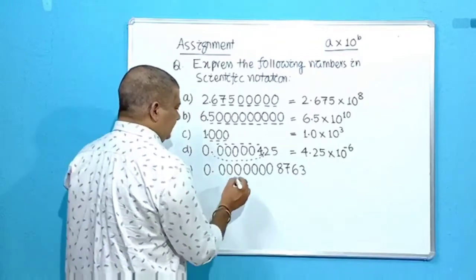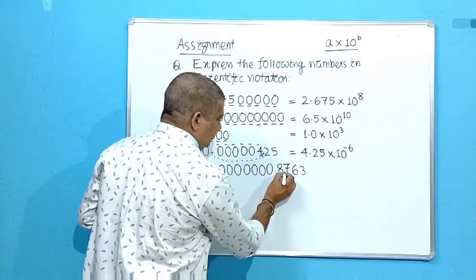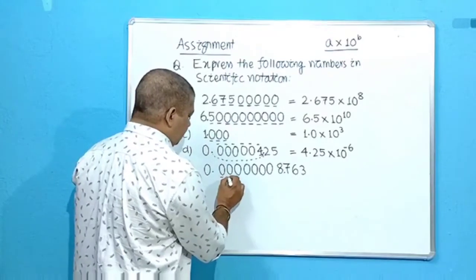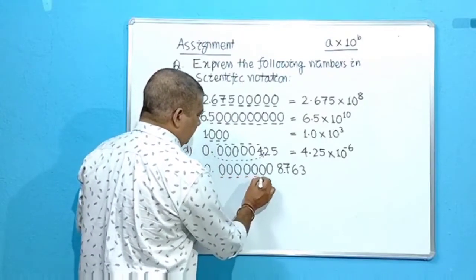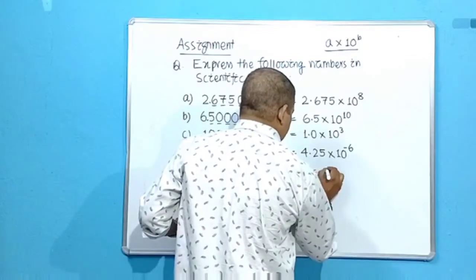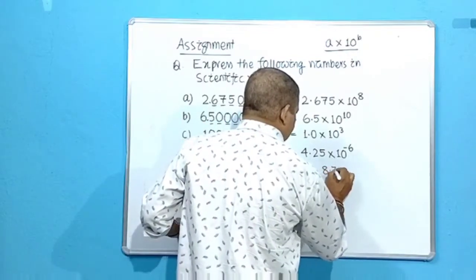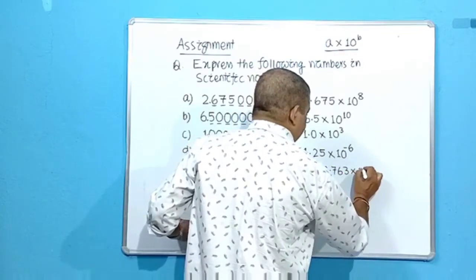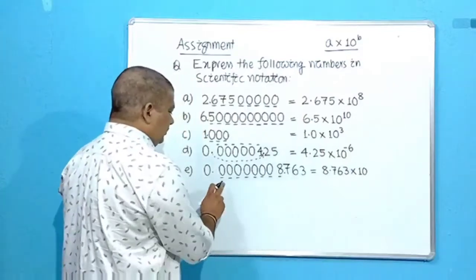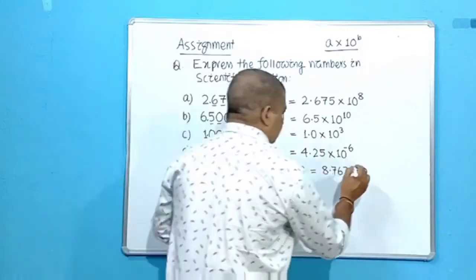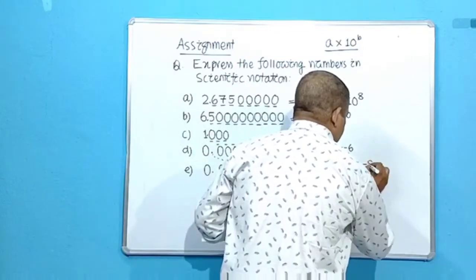Okay. Similarly here, the decimal point has to be here. How many places are we moving? 1, 2, 3, 4, 5, 6, 7, 8. So it will be 8.763 into 10 to the power minus 8.